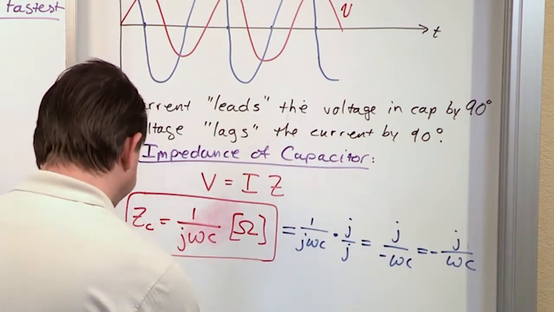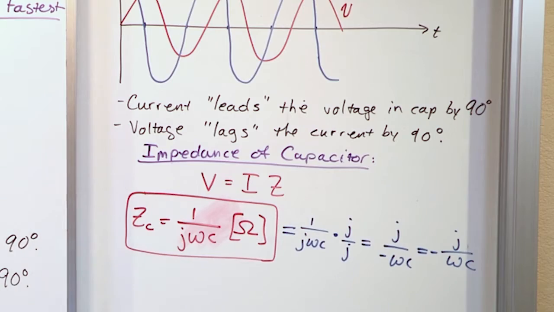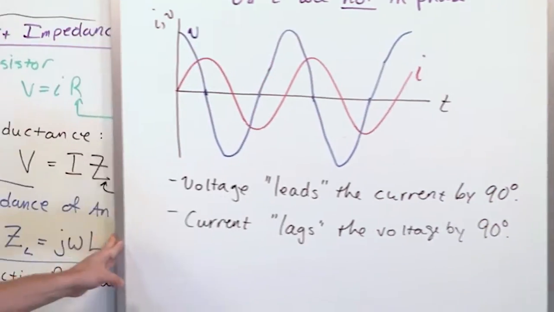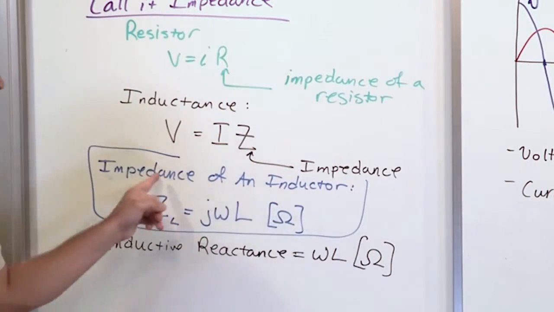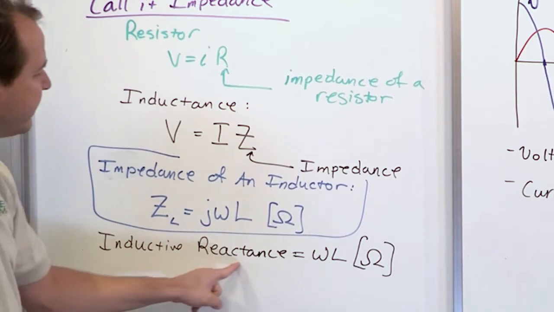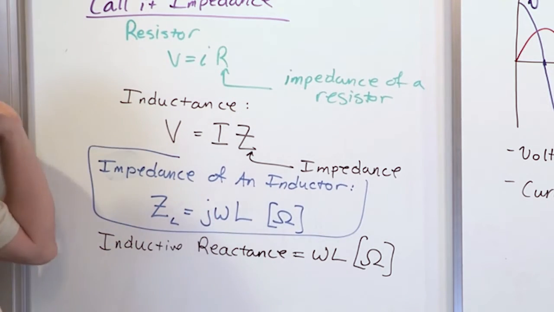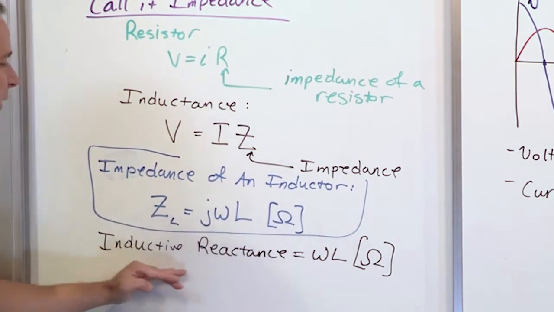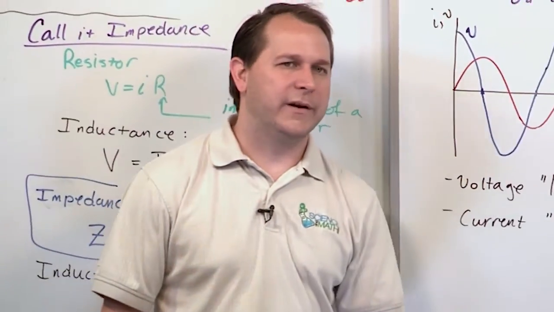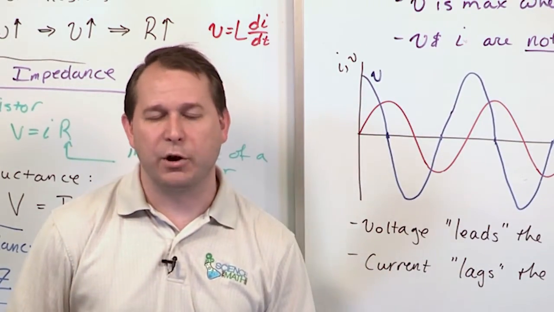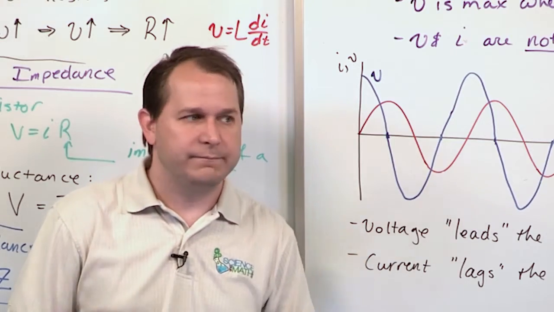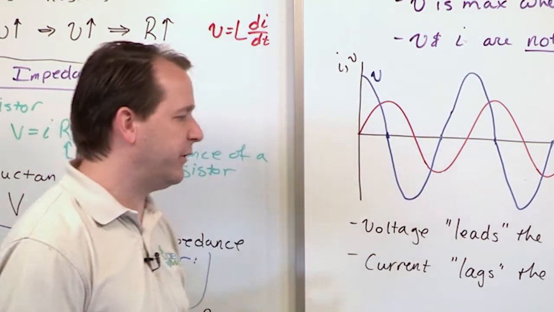But notice, back before, I gave you a definition. I said, here's the impedance of an inductor. Here's the inductive reactance. You just take away the j, and whatever's left over, we call it inductive reactance. It's just a number without the complex part of it. It's just representing the impedance of the thing, but without the actual imaginary number there.